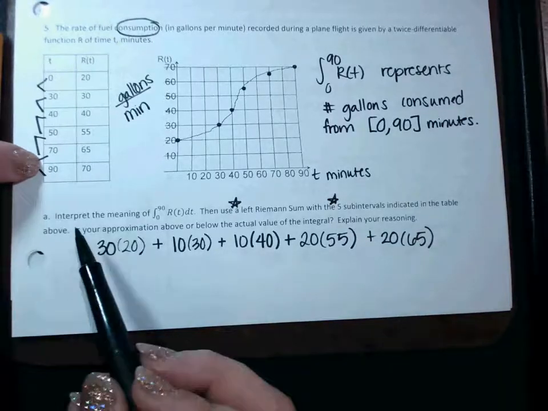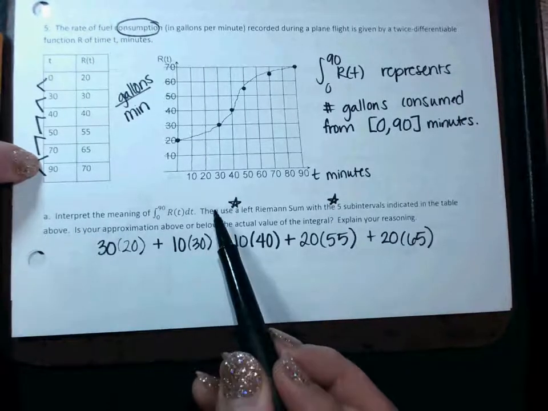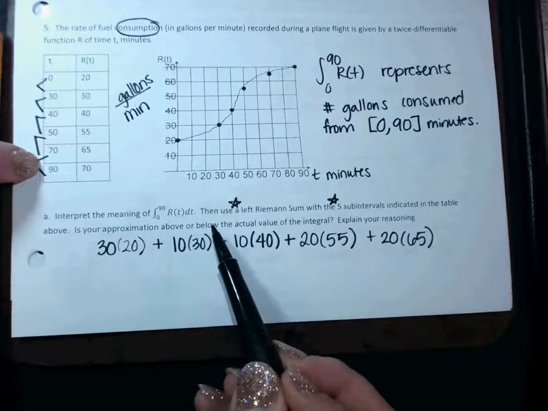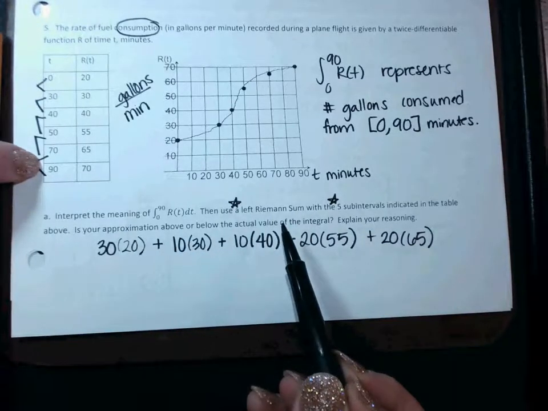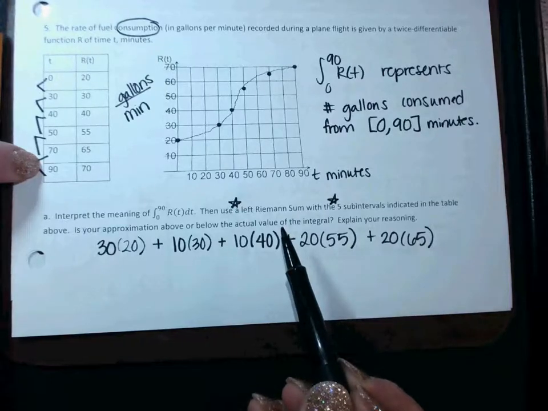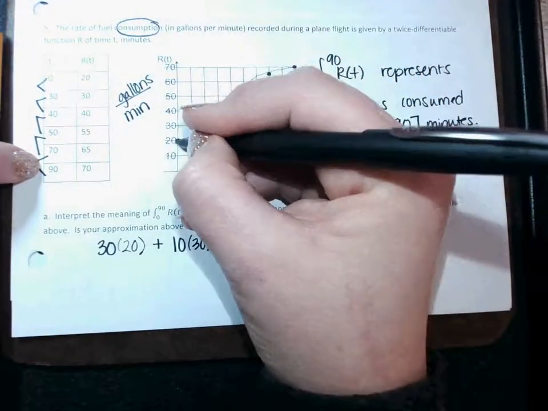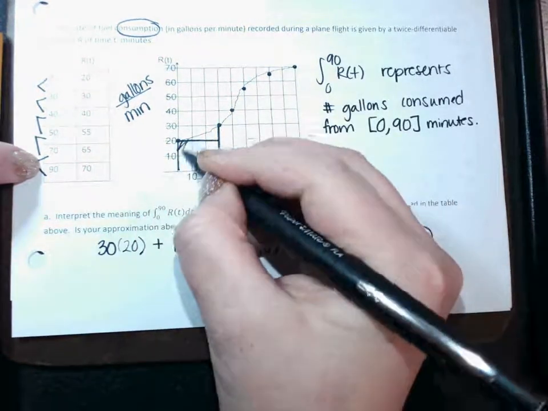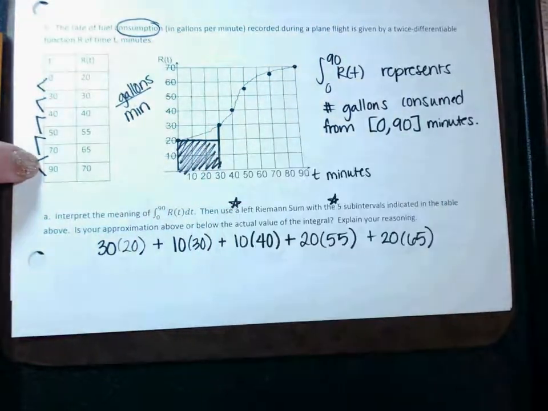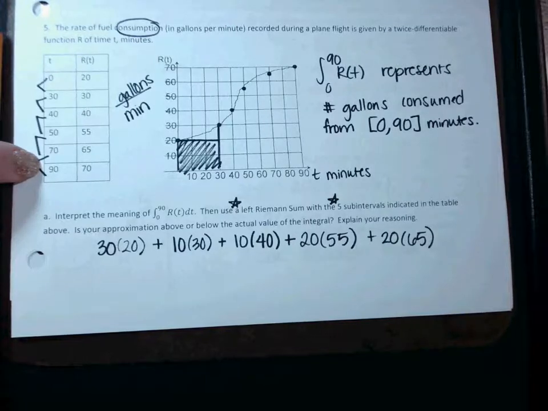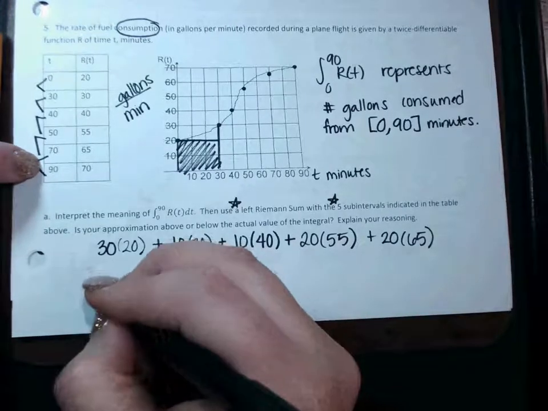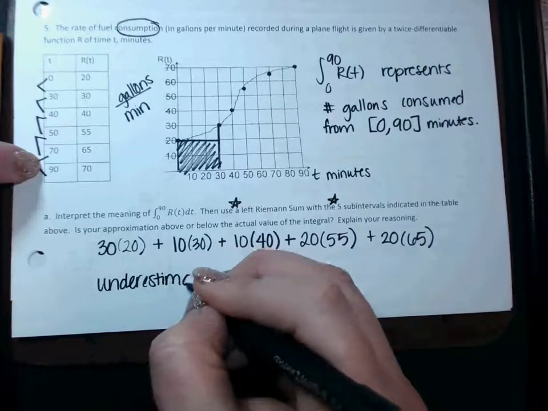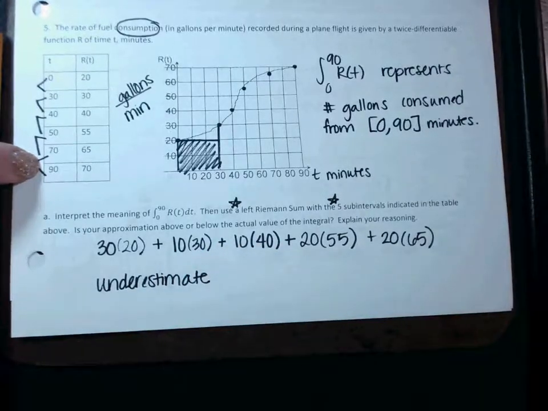So it says interpret the meaning. Use a Riemann sum. Is your approximation above or below the actual value? Okay, well think about it. If I use lefts, let me just cut up this little piece right here. I use the left side. Is that too big or too small? Too small, so it's an underestimation. Okay?